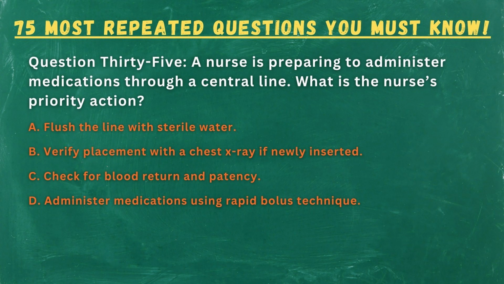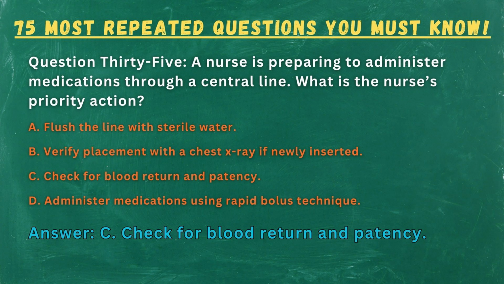Question 35. A nurse is preparing to administer medications through a central line. What is the nurse's priority action? A. Flush the line with sterile water. B. Verify placement with a chest X-ray if newly inserted. C. Check for blood return and patency. D. Administer medications using rapid bolus technique. Answer: C. Check for blood return and patency.